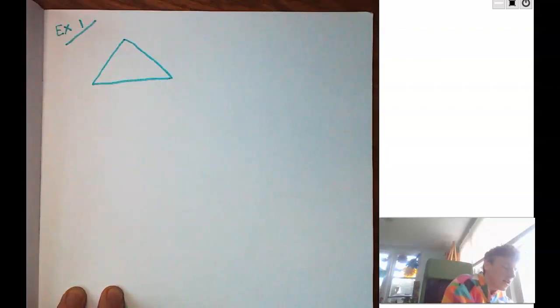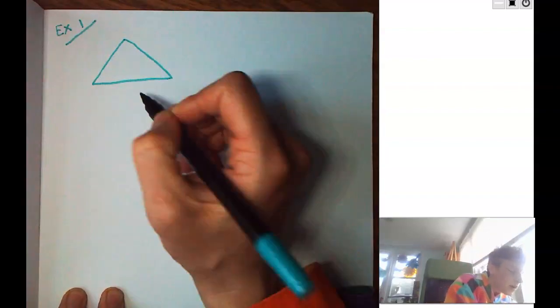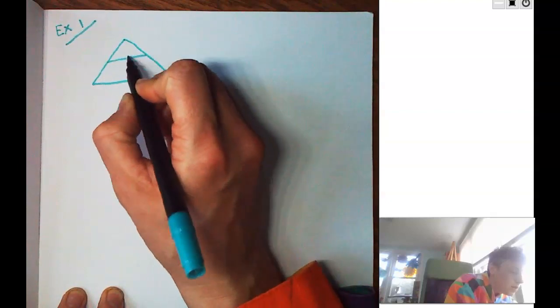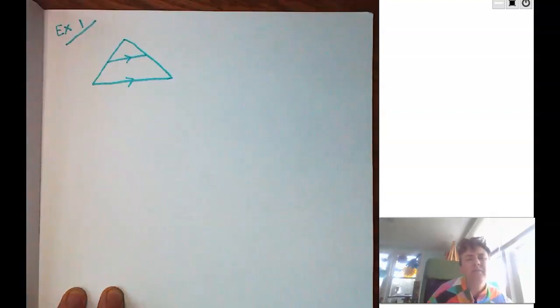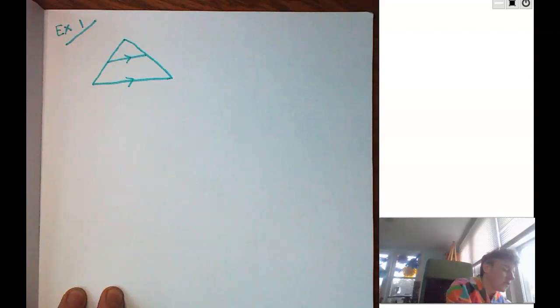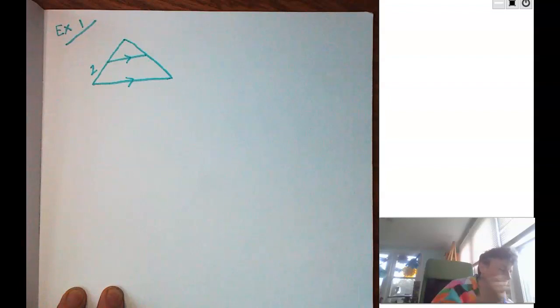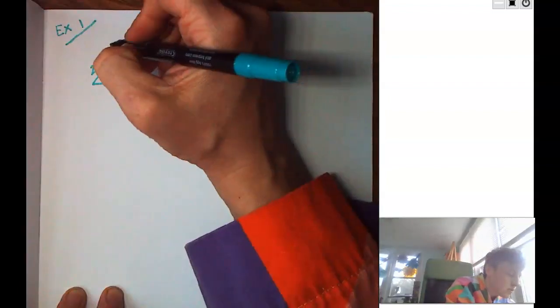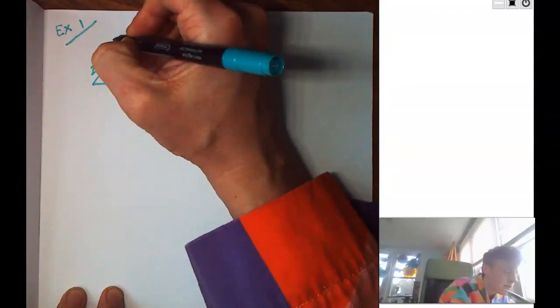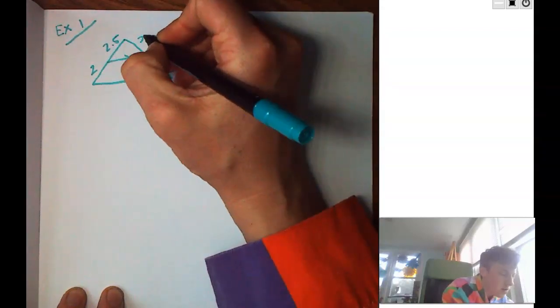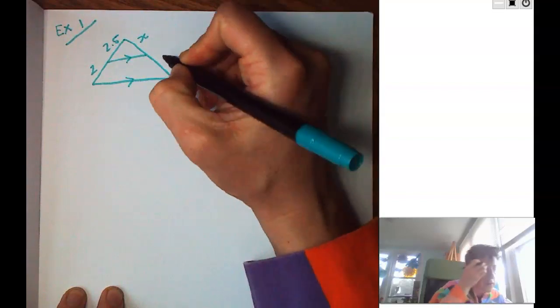And then let's draw a line parallel to the bottom line. Boom, boom, boom, boom. Then let's put some numbers that go on some of the sides of these newly created similar triangles. Let's call this 2. Let's call this 2.5. Let's call this, I don't know, x, and let's call that 4.